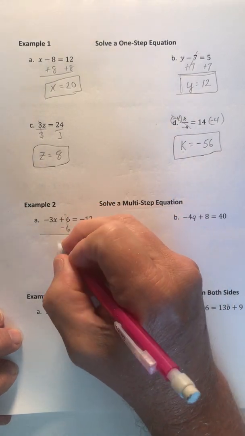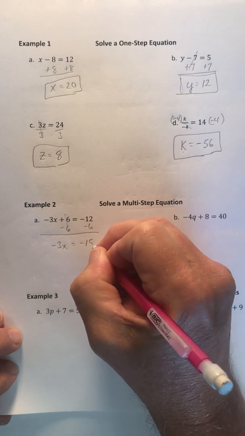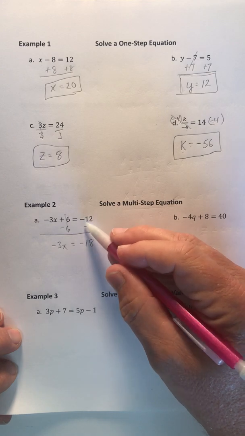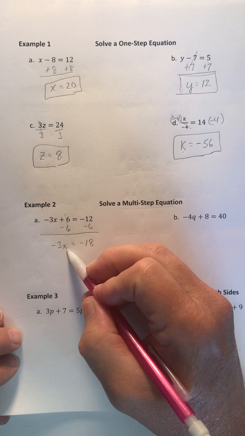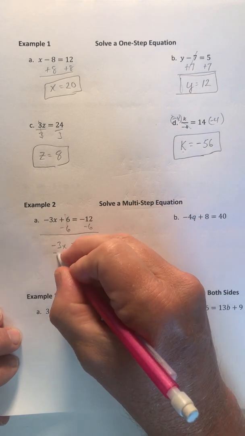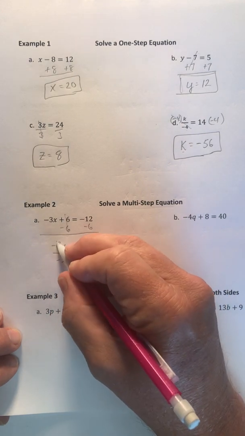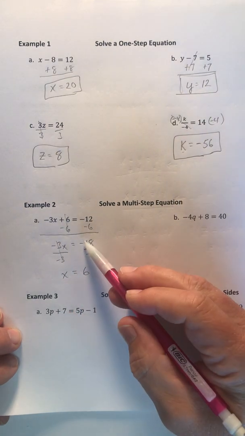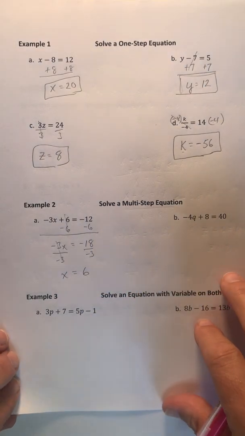They cancel out, leaves us with negative 3x equals negative 18. Again, the signs are the same. So when the signs are the same, you add them and keep the sign. All right, now we look, do we have our x by itself? And the answer is no. We're still multiplying by negative 3, so we have to divide by negative 3. They cancel out, and we get x equals positive 6. Because a negative divided by negative is a positive. 18 divided by 3 is 6.